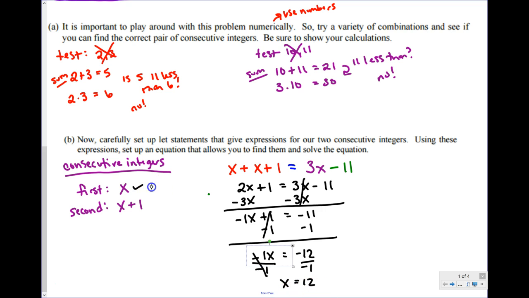What would our second integer be? Our second integer would be 13, because x plus 1 is 13. So our answer to this problem is 12 and 13.